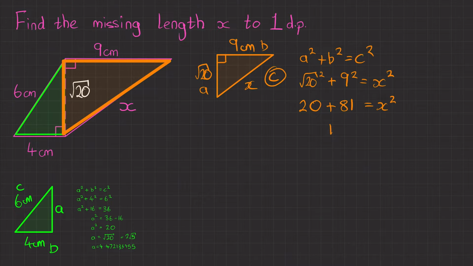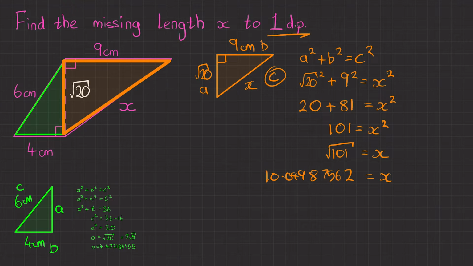20 plus 81 is 101, so 101 equals x squared. Square root both sides to get x on its own, so we'll end up with root 101 equals x. Pop root 101 into your calculator and you'll end up with 10.049875562. So that equals x, but we want our answer to one decimal place. So our final answer will actually be x equals 10.0 centimetres to one decimal place.